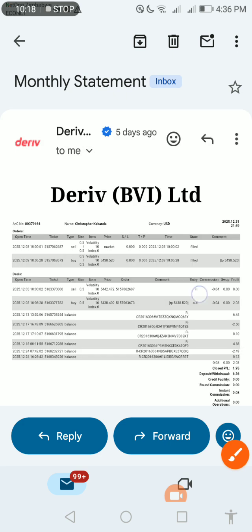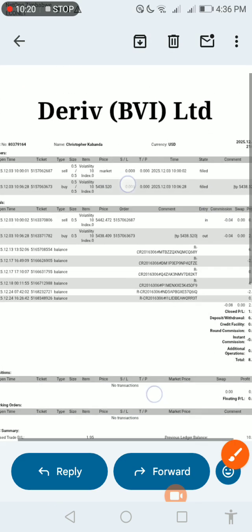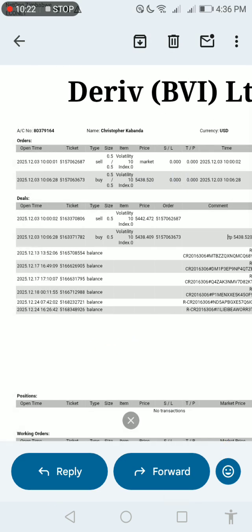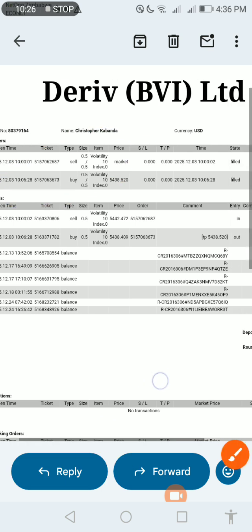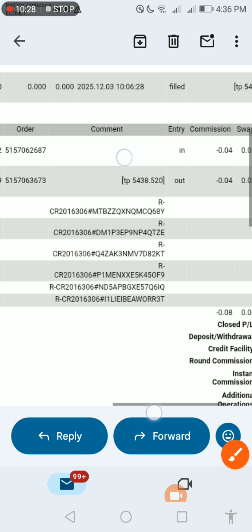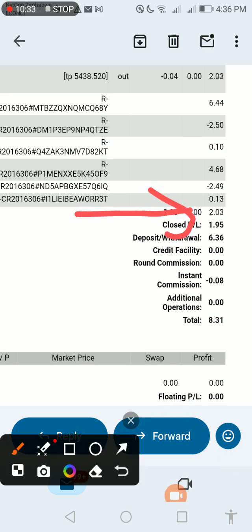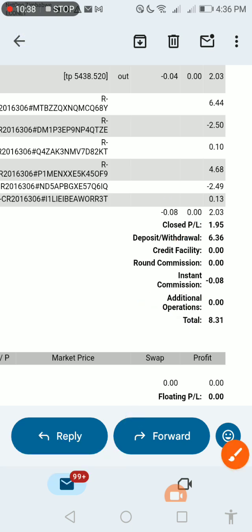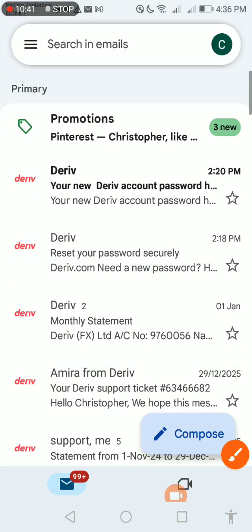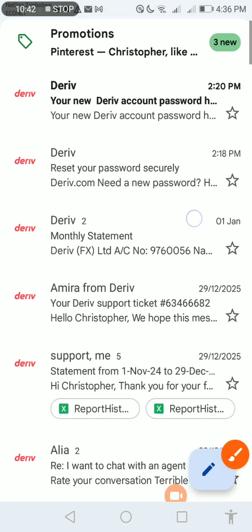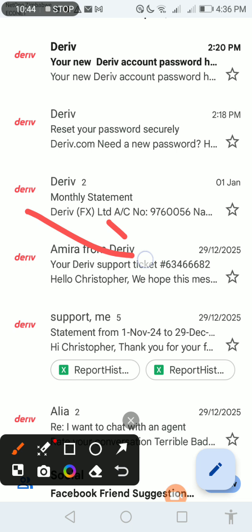But for BVI FSC, it was just one trade. So for those still new to trading, it looks as if it's two trades, but it's just the opening and the closing of the trade, which you saw in the Deriv MT5 with a $2 profit, where you have to subtract that 8 cents profit. So I'll come back to what I can even do. Okay, I'll download these statements for CFDs. That one is for binary options.